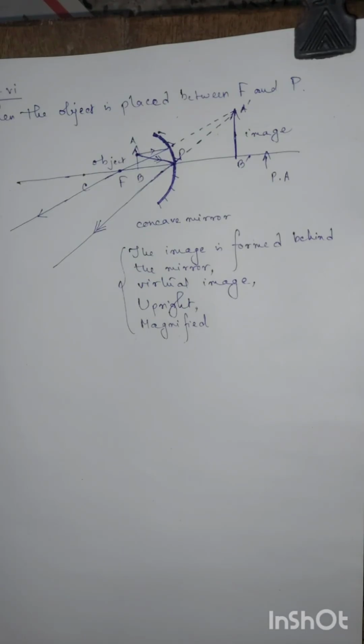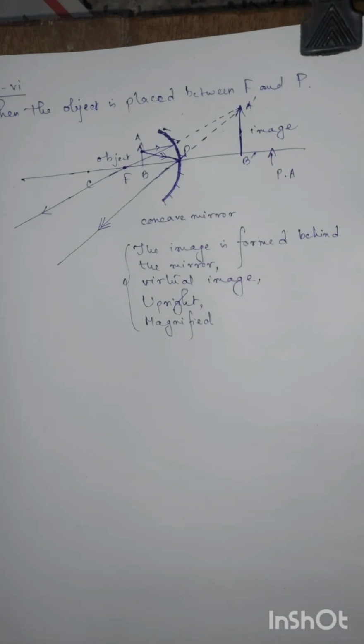So we have discussed 6 cases, and this is the only case where we are getting a virtual image. But in all other cases, we are getting real image.